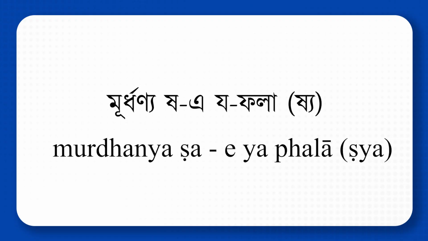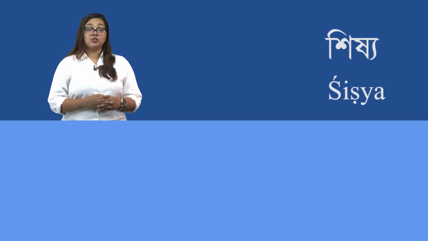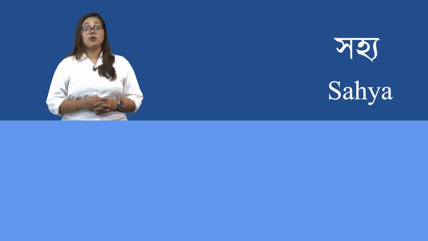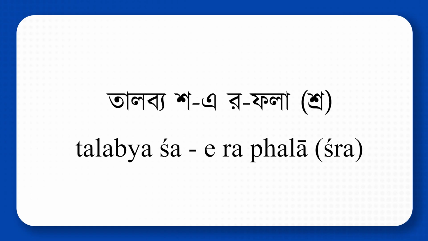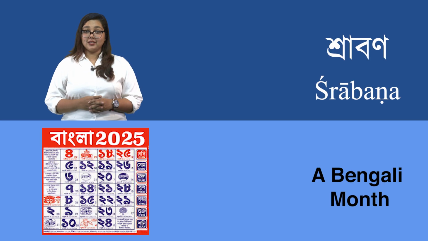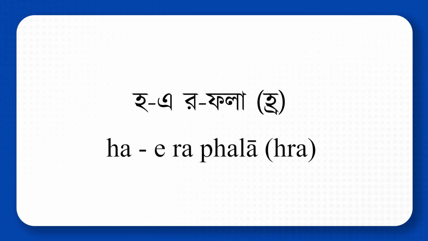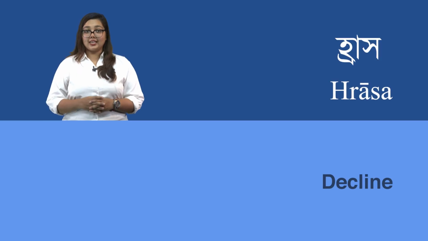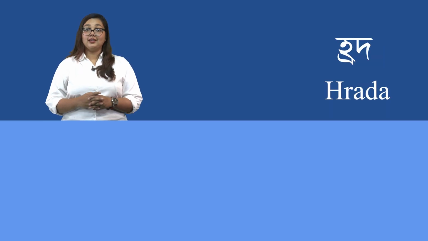Second, we have Murdhanya Shoy Jophala, which can be seen in words like Shisho, meaning disciple. Next is Hoy Jophala, which is found in words like Shojjo, meaning tolerance. The Rofala clusters are Taliboshoy Rofala, which is found in words like Shrabon, which is a Bengali month. Next is Hoy Rofala. It can be seen in Rash, meaning decline, and Rod, meaning lake.